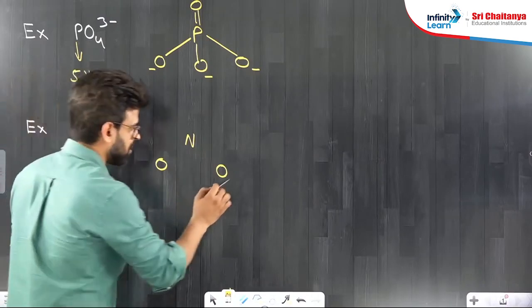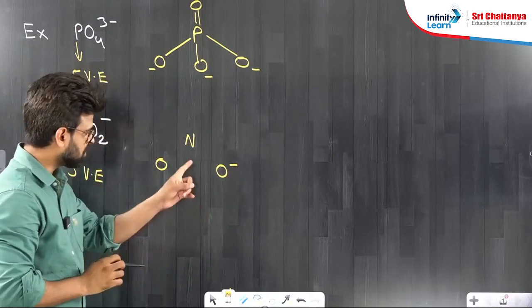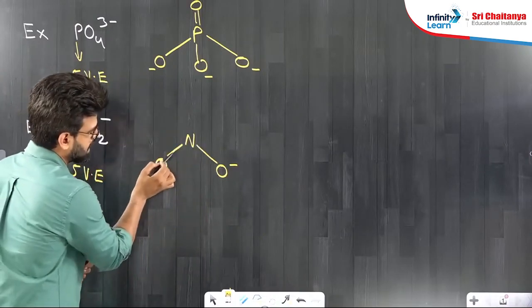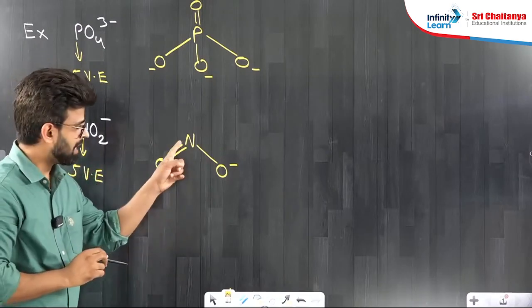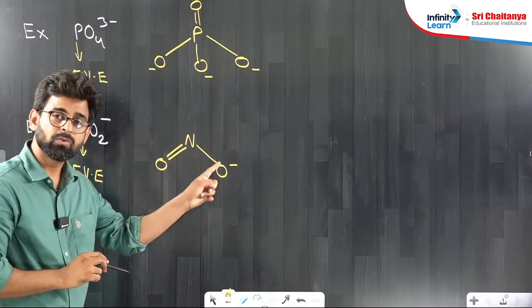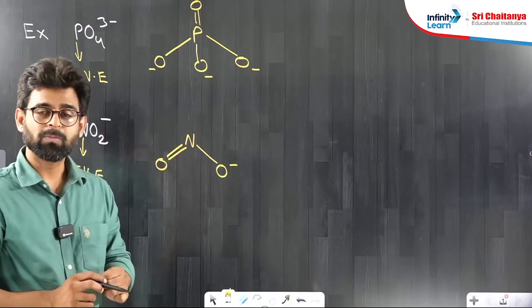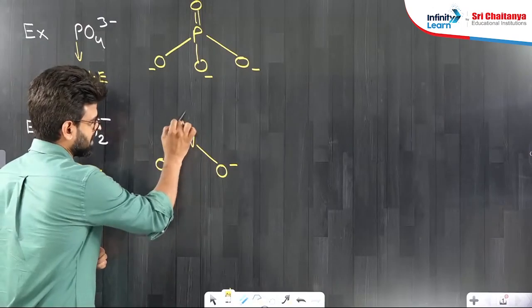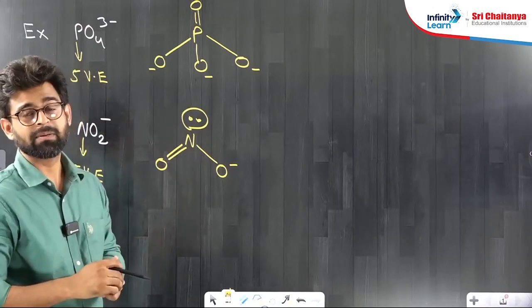So definitely one of the oxygens is what? Negatively charged. So the negatively charged oxygen will make what here? Single bond, and neutral oxygen will make a double bond. Fine. Now out of the 5 valence electrons, nitrogen used 3 valence electrons in making bonds. So how many are left? 2 left. The 2 valence electrons left will be here as a lone pair. Very easy. Getting my point?